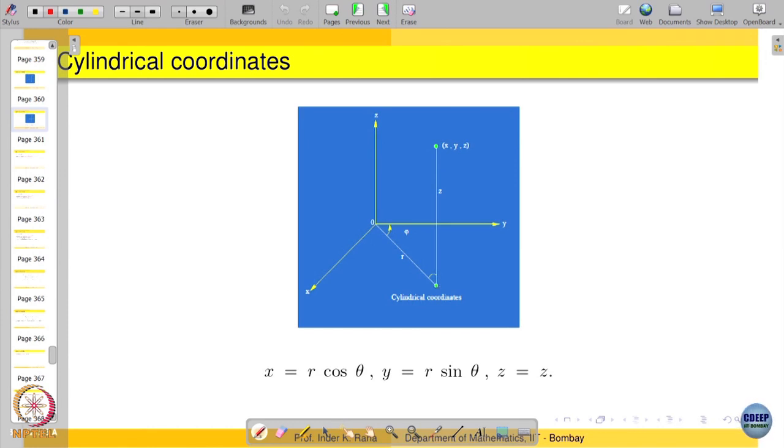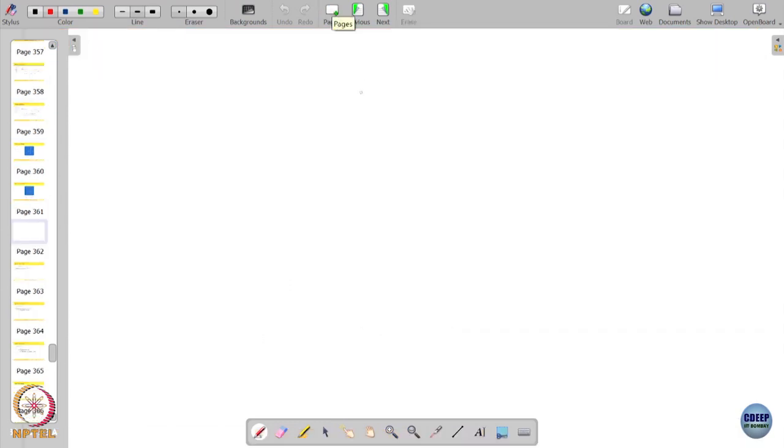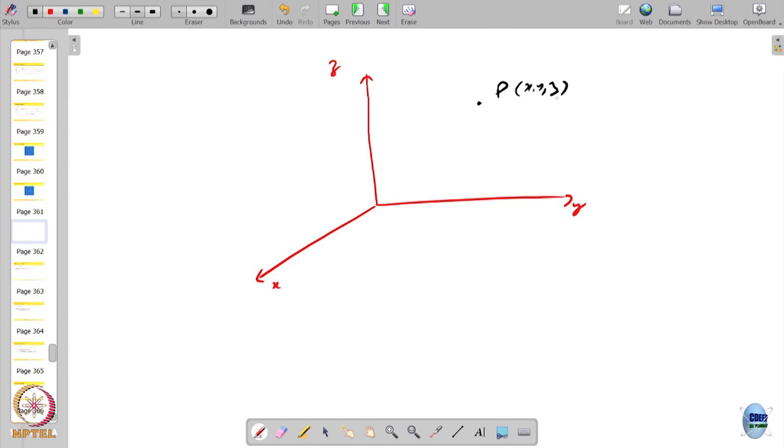I think this is a nice place to insert back that page. So here is x, y and z. So this is a point P, okay, with x, y and z. So how do you find the z coordinate? You take the perpendicular here, so call it this point Q, right. So x, y and 0, so this is the z coordinate, okay.